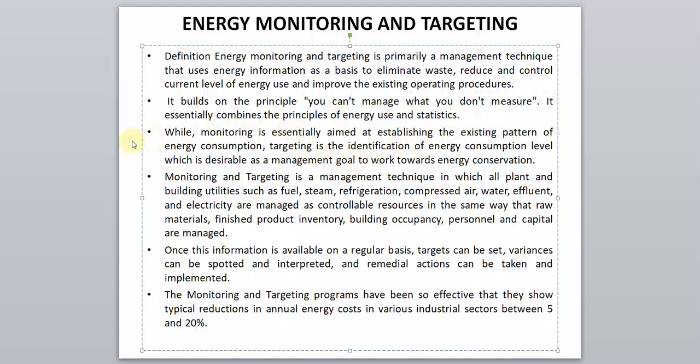Now we are going to see what is the importance of energy monitoring and targeting, with concern to thermal energy and electric energy conservation.